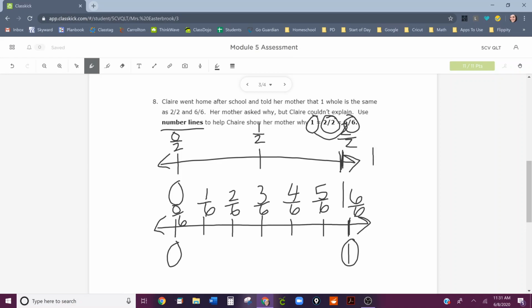So we know that 1 whole is the same as 2 halves, which is also the same as 6 sixths. And we just proved that using number lines because all of those fractions line up at that 1 whole line. So they're all worth the same amount. And we also know that if the top number and the bottom number are the same, then that means it's 1 whole. But that's just a little trick that we learned for ourselves.